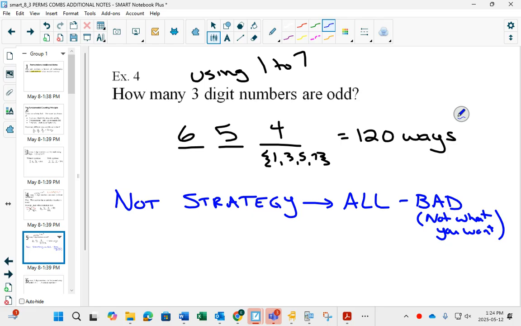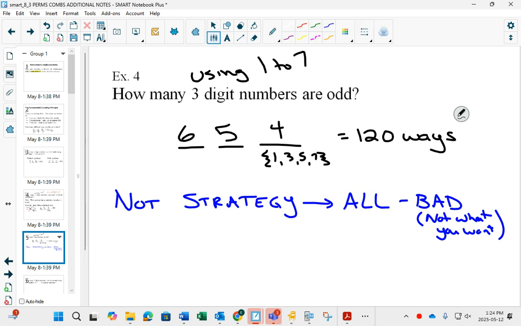If you have all of them and take out all the bad ones, does it make sense that everything that's left would be good? This is the not strategy. And in this case, it's not the best strategy because it was super easy to count just with restrictions. But we're going to get into some situations where something's not easy to count directly, and counting the bad ones is way easier.